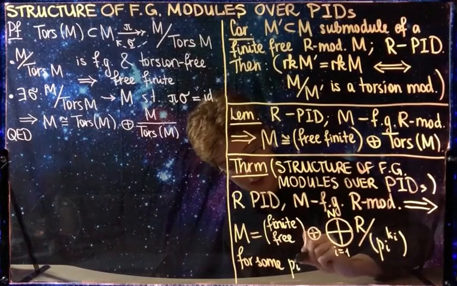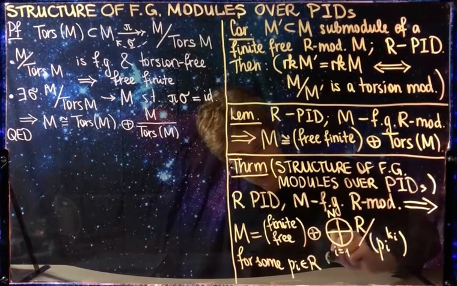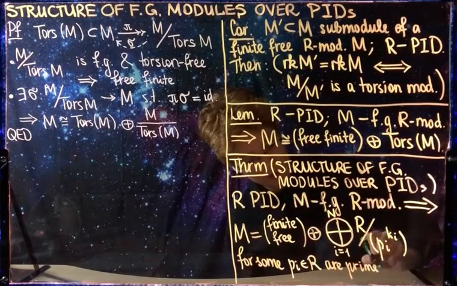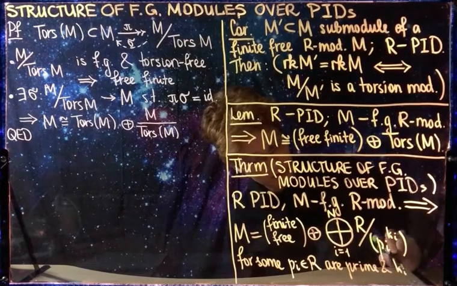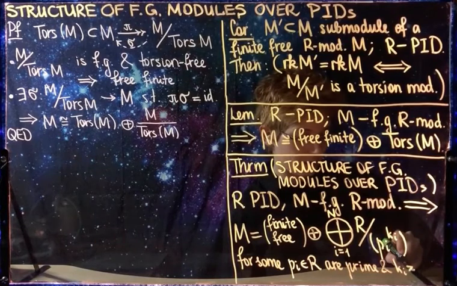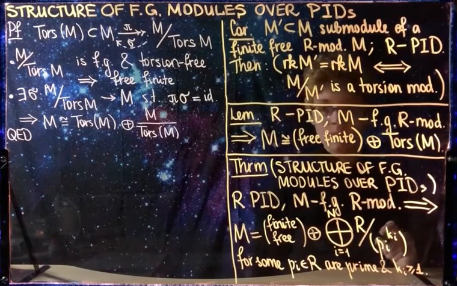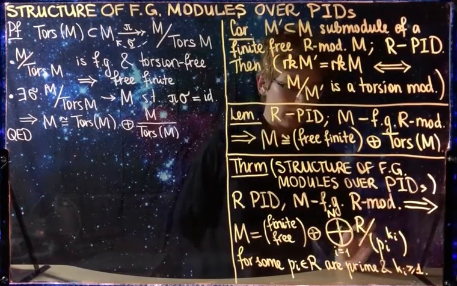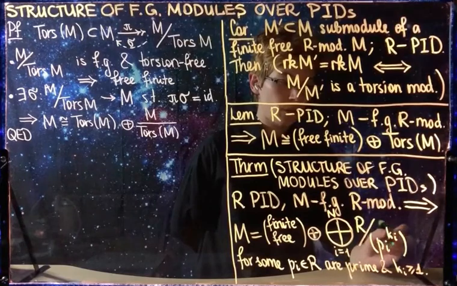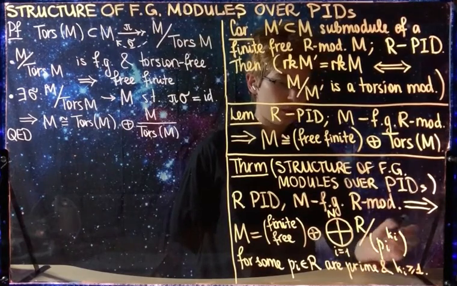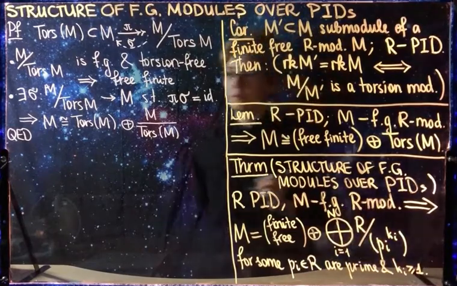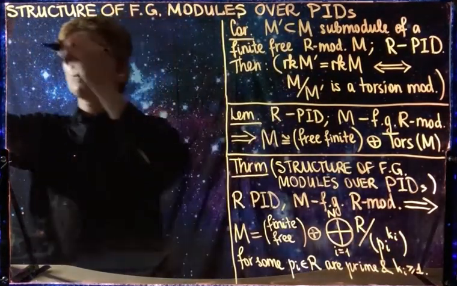Where p_i in R are prime elements and k_i's are integers. And note that p_i's can repeat. So for example, p_1 can be equal to p_10. And onto the proof.